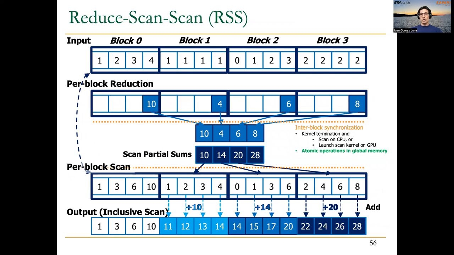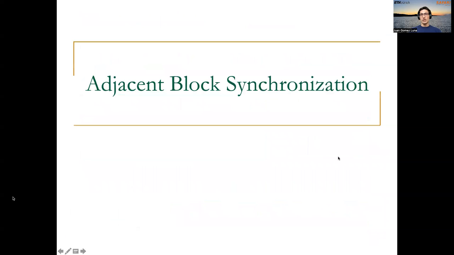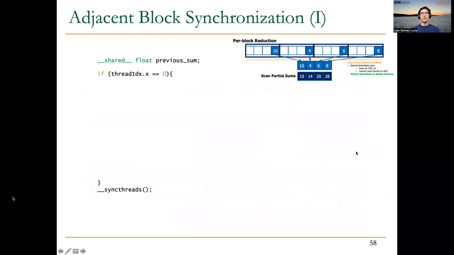Now, the last thing that we are going to cover is how to do this inter-block synchronization using atomic operations in global memory. Here, we can use a technique known as adjacent block synchronization, which basically uses atomic operations in global memory to coordinate consecutive thread blocks that are working on consecutive chunks of the input array. For adjacent block synchronization, we use one auxiliary array of flags, where each flag is going to be set when the scan of partial results is ready for the next thread block to read it.